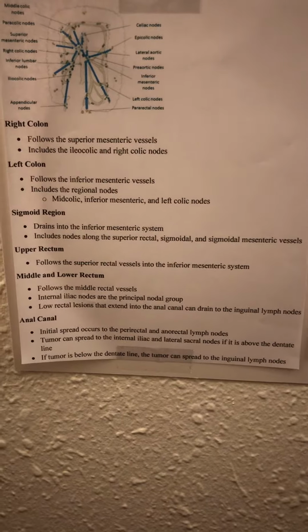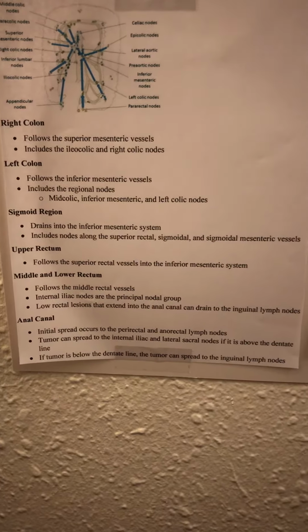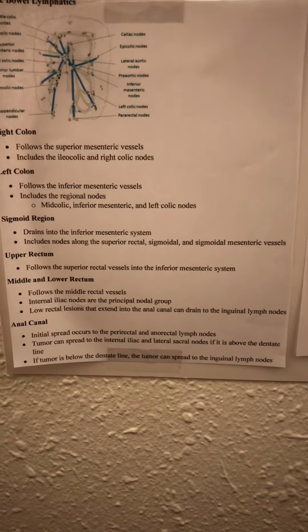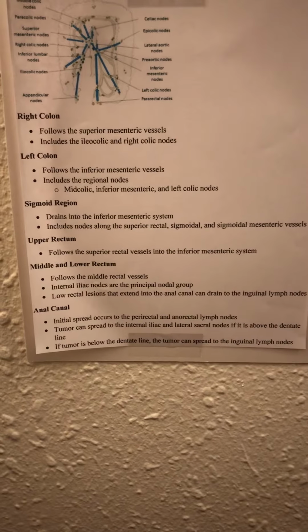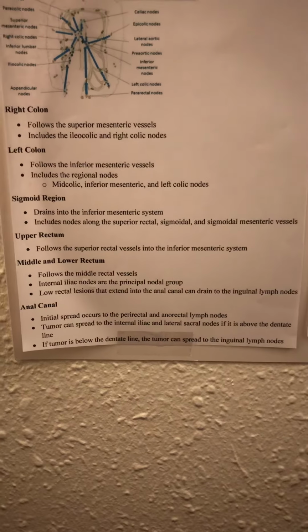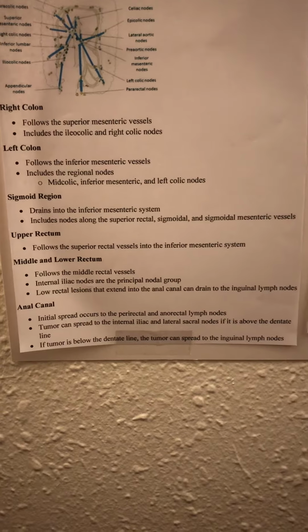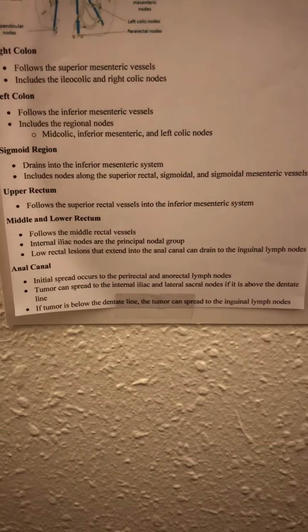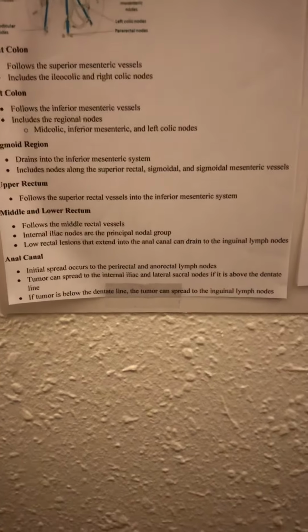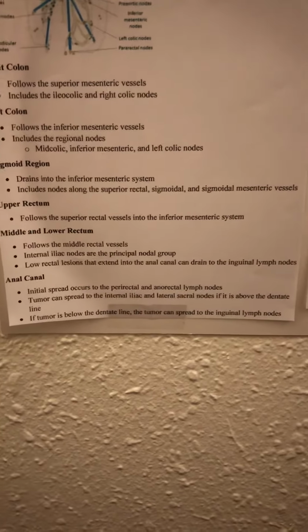For the sigmoid region, this area drains into the inferior mesenteric system, and it includes nodes along the superior rectal, sigmoidal, and sigmoidal mesenteric vessels. And then moving to the rectum, for the upper rectum, it follows the superior rectal vessels into the inferior mesenteric system. And then for the middle and lower rectum, this follows the middle rectal vessels, and the internal iliac nodes are the principal nodal group. Also for some tumors that are located in the lower rectal area, like very low, that extend to the anal canal, they can drain to the inguinal lymph nodes.